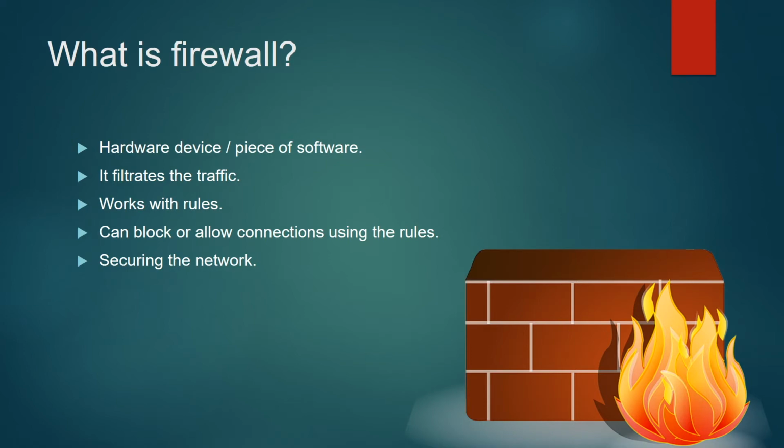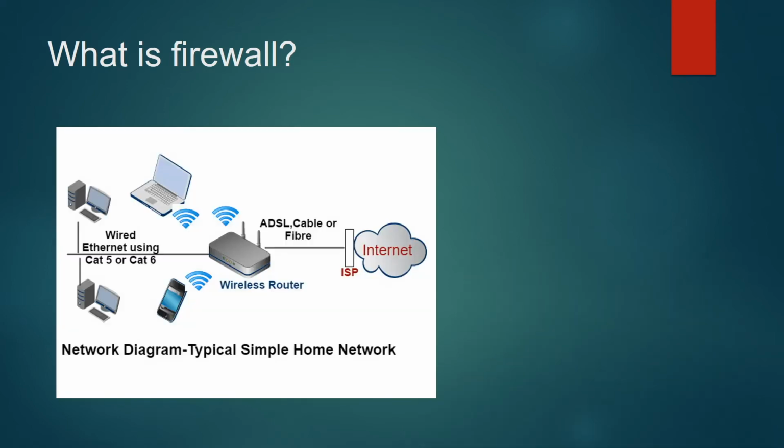We just have to remember that they are a hardware device or a piece of software. Actually, every machine, no matter the host, has a firewall built in. Just a software firewall inside. For example, your Windows PC has it, your Linux PC has it, your Android and iPhones have a firewall built in. So it's not that stable and strong, but it has it, and it can build connections and it can block connections on a local level. So just remember that it's a device or software that is always filtering traffic, working with rules. Working means that it can block or allow connections for specific rules or specific ports, and it's actually securing the network.